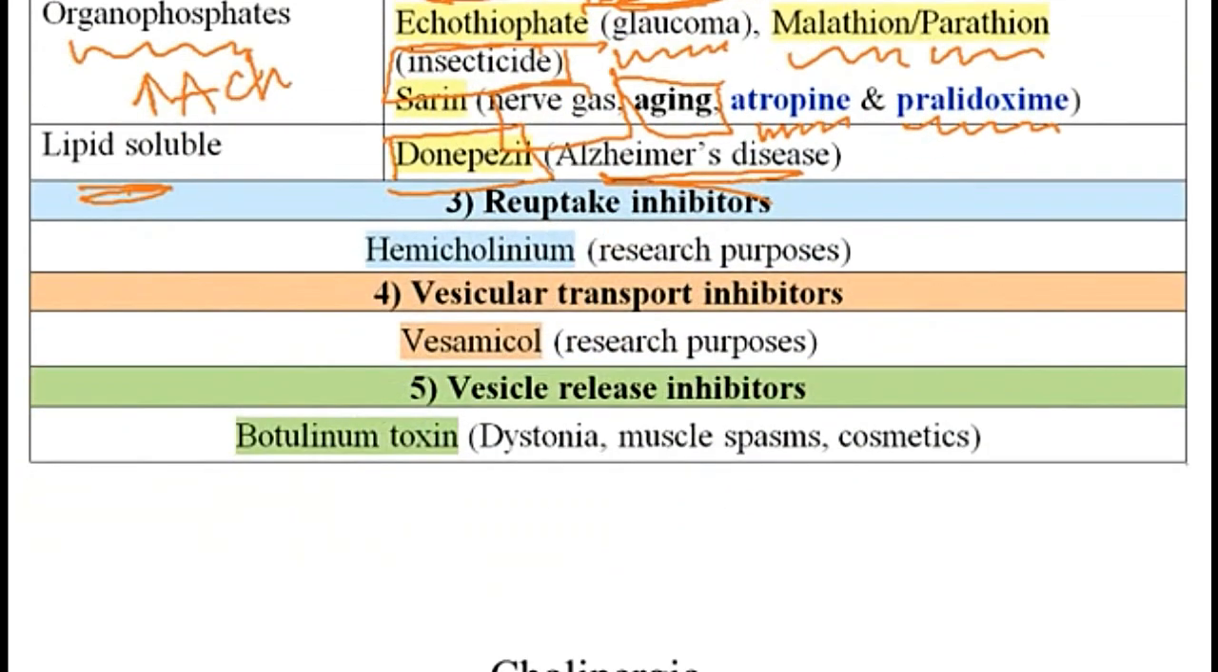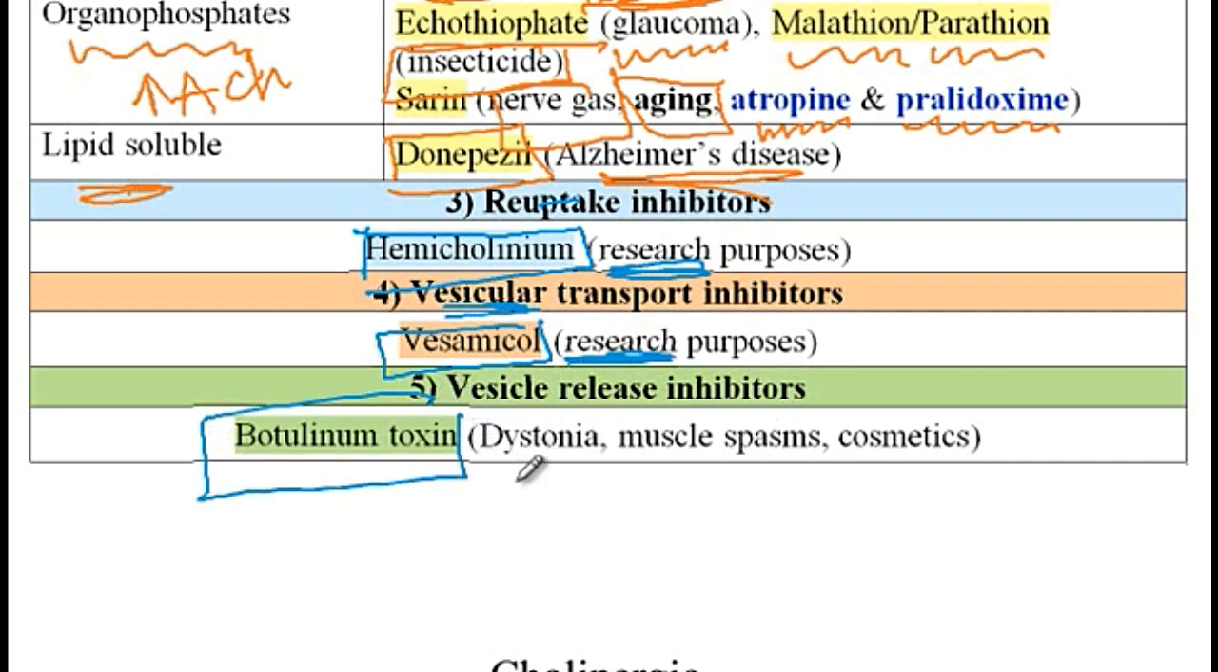The next classes of medications affect the reuptake or the vesicular transport, and these medications include hemicholinium for reuptake and vesamicol for vesicular transport, and both of these medications are used for research purposes. And then finally we have vesicular release inhibitors like botulinum toxin, which can be used for the treatment of dystonia or muscle spasm. So if there's a patient that has muscle spasm in the neck and cannot turn the neck, then you can provide injection of botulinum toxin to help resolve the muscle spasm or dystonia. And it's also used for cosmetic purposes to help relieve the facial creases.